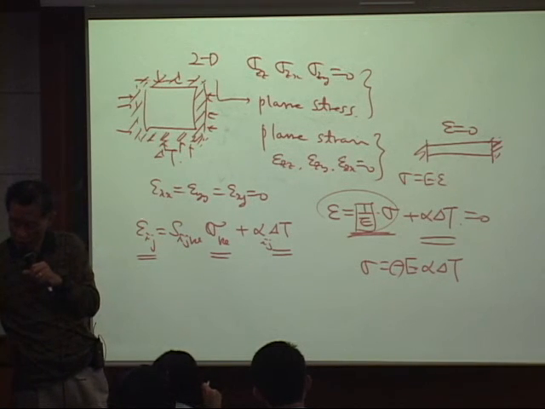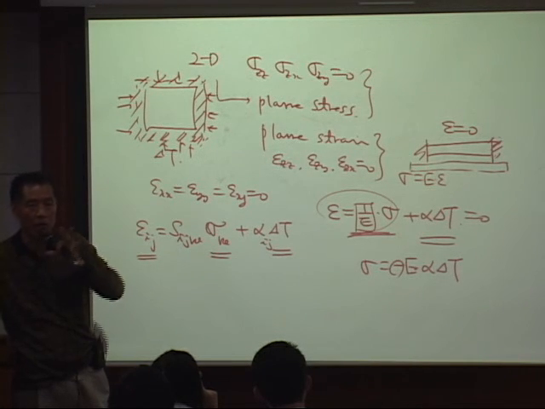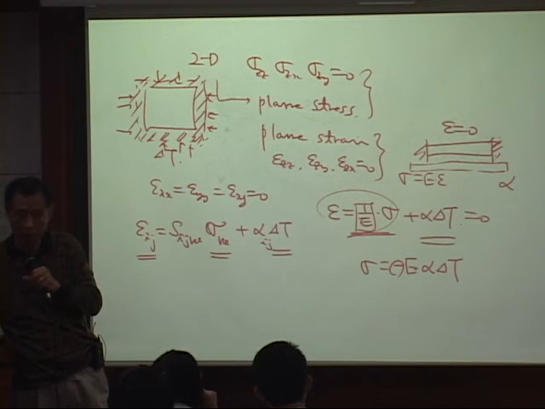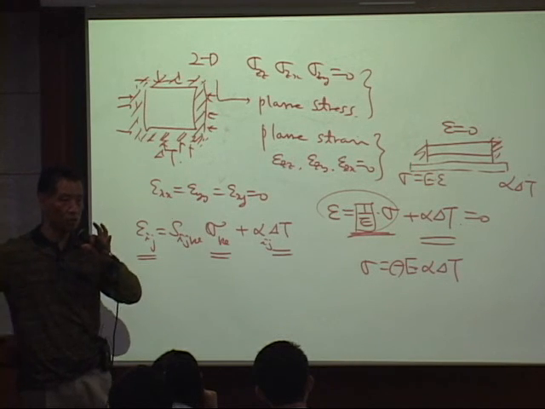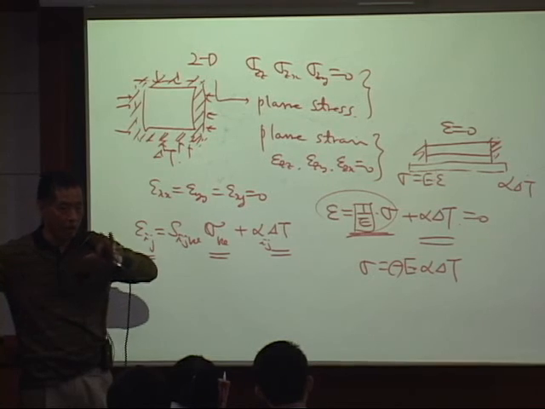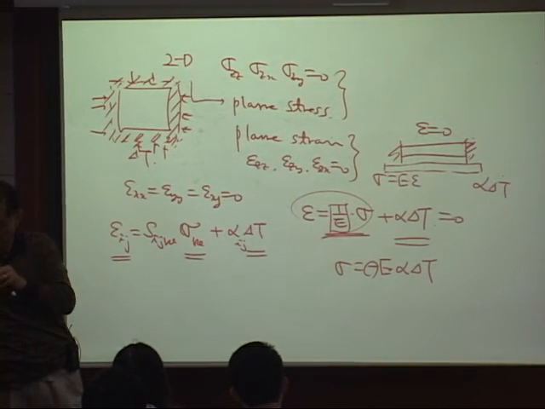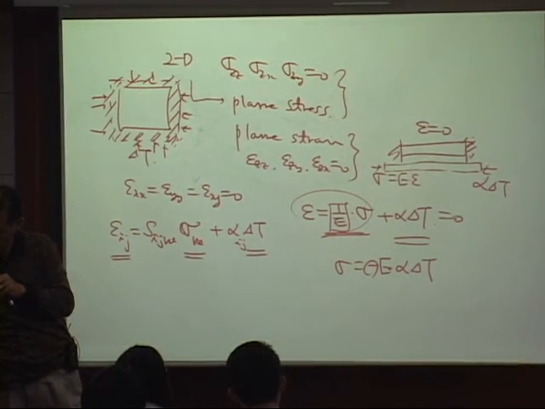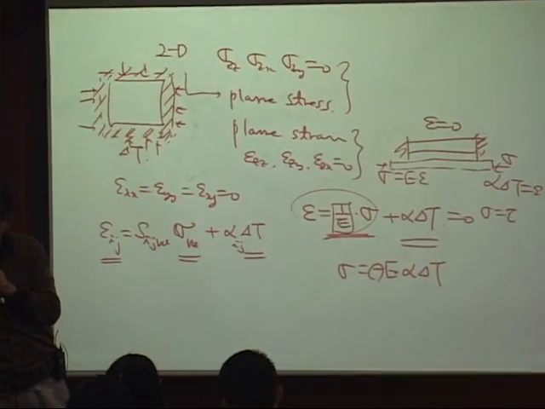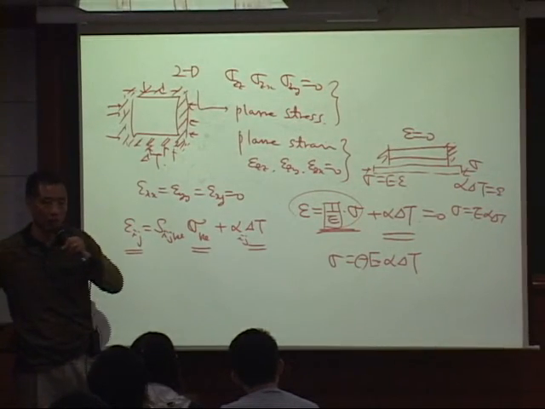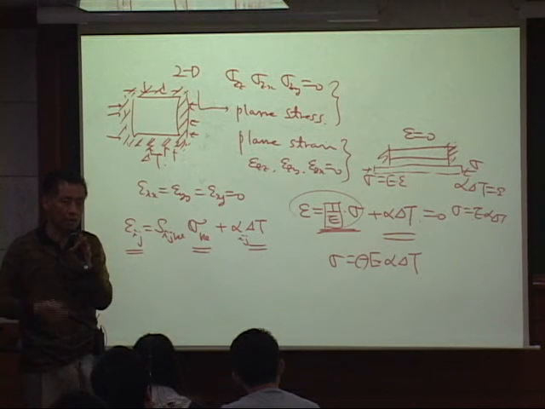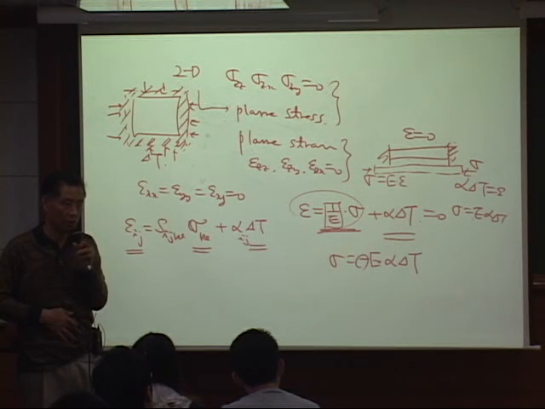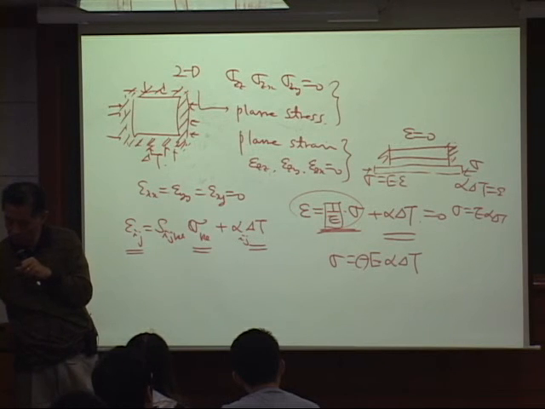So if there is no constraint, this bar will expand this much. How much expand? Well, simply alpha delta T. This much expand. And how much do we apply? A compressive force. We have to apply some force here. And simply this is a strain, and we apply sigma equal E alpha delta T. That's the stress we need to apply to bring it back into the original position, right? That's what it means.